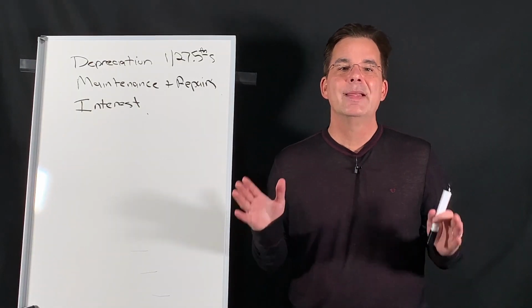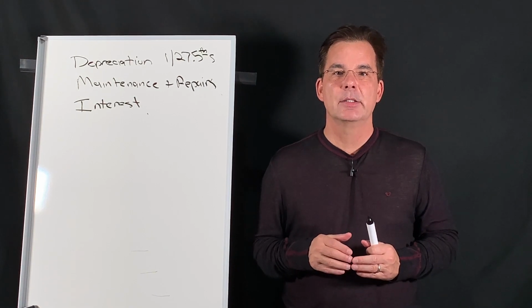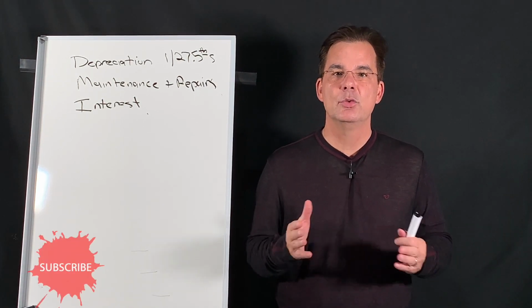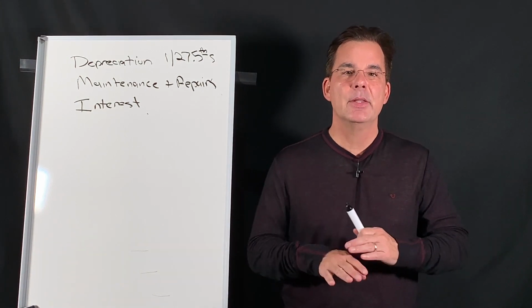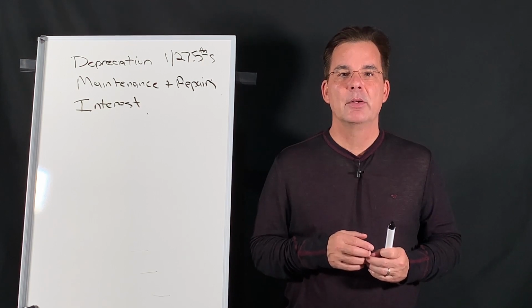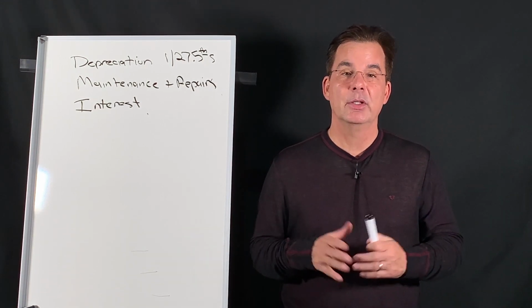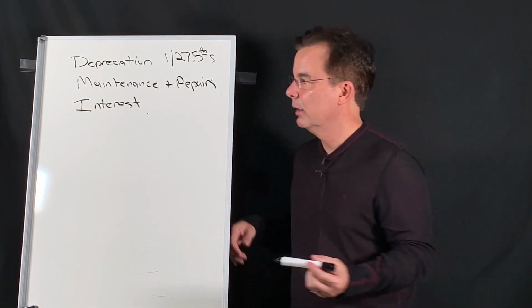Number 4 is taxes. Now, the Tax Cuts and Jobs Act of 2017 also limited the amount of real estate taxes that you could deduct from your tax return as a homeowner. But again, there is no limit to the amount of property taxes that you can deduct from your tax return on investment property. The only limit is the amount that you paid in property taxes.